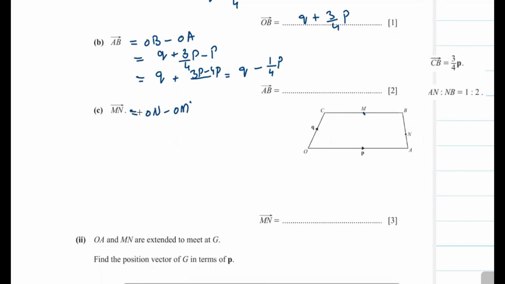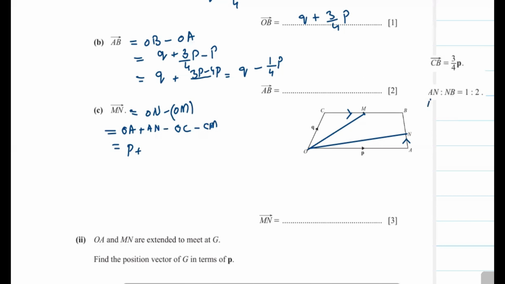Firstly we see that ON will be equal to OA plus AN. We can write it OA plus AN. And OM will be equal to OC plus CM. We write it OC minus CM. Now, OA is written as it is, OA is P. We write it P.